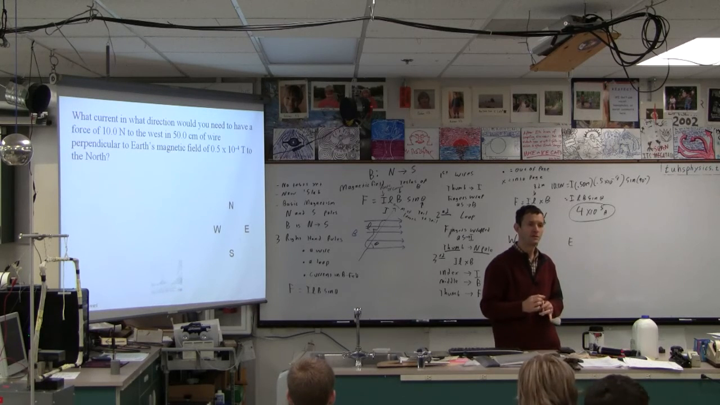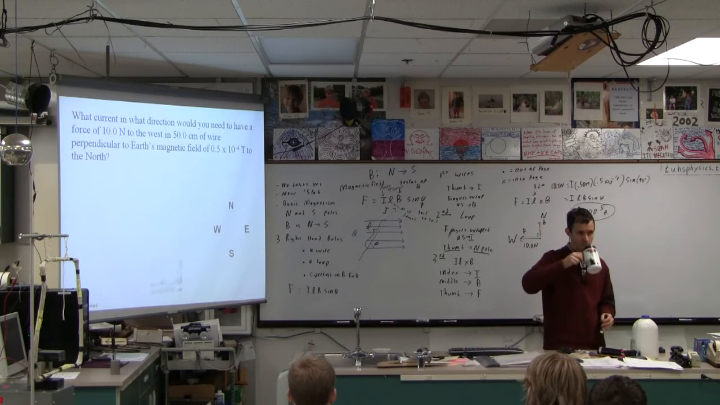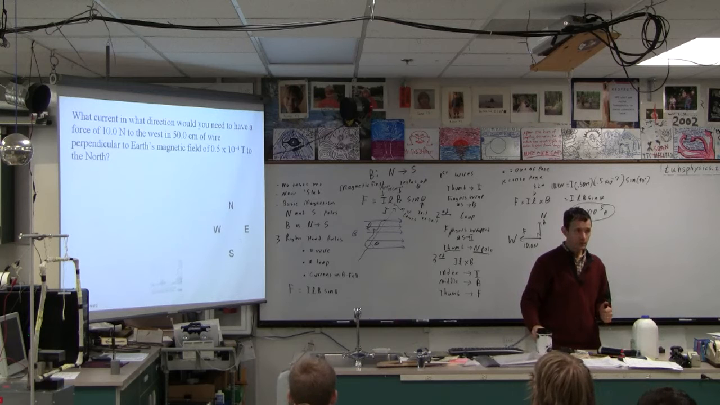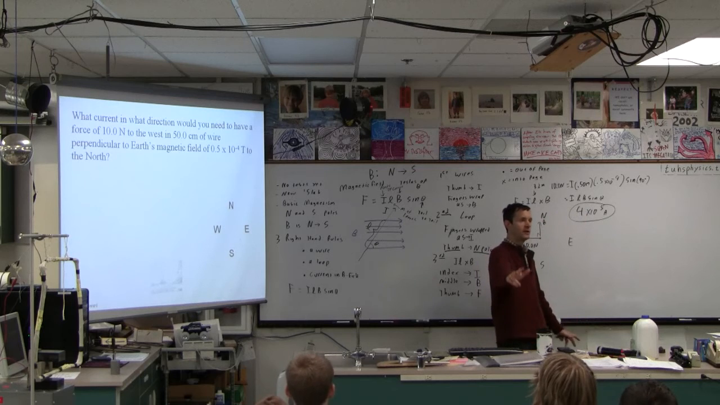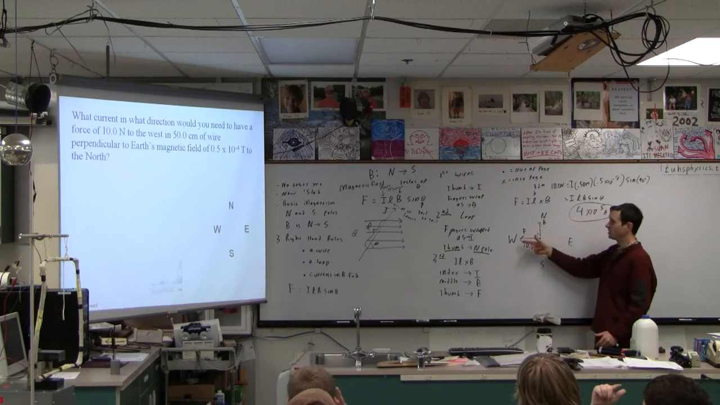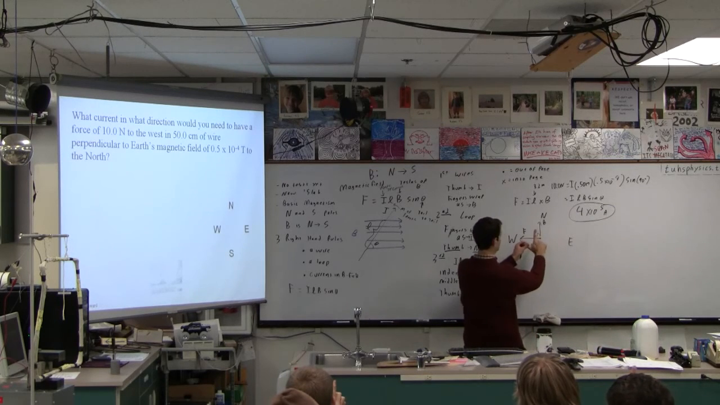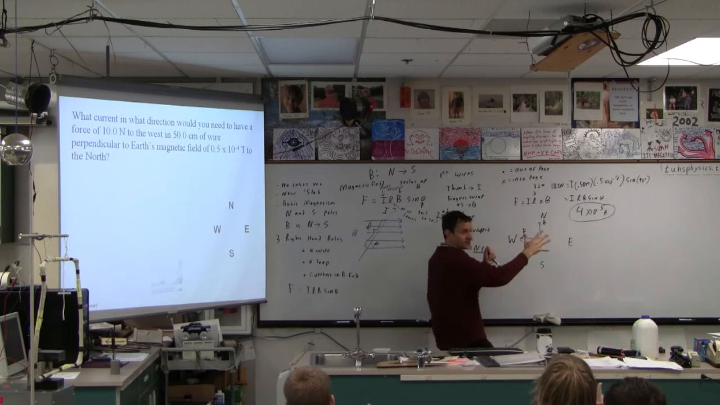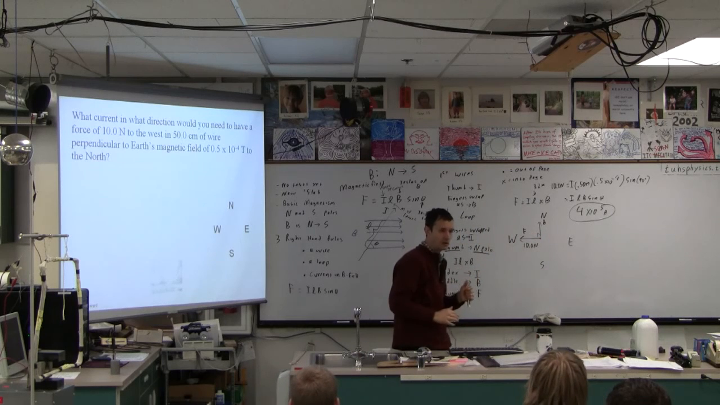Do you know what direction? Let's do the direction all at once. Can everybody get out their right hand? The force is to the west, so the thumb must be to the west. Magnetic field has to be toward north. Thumb is this way, magnetic field is that way. Which way is my finger? Yeah, out of the page.